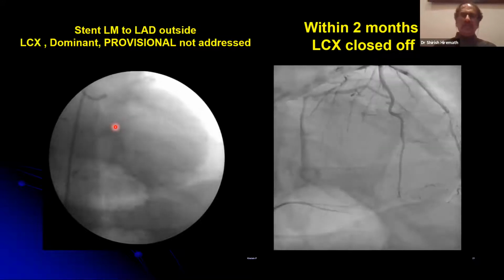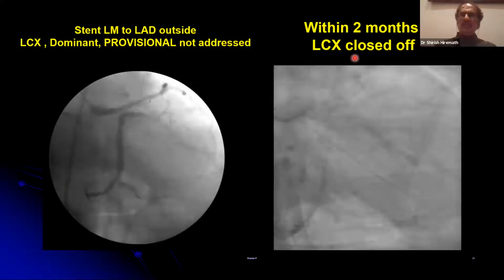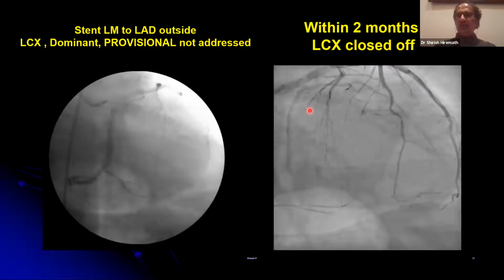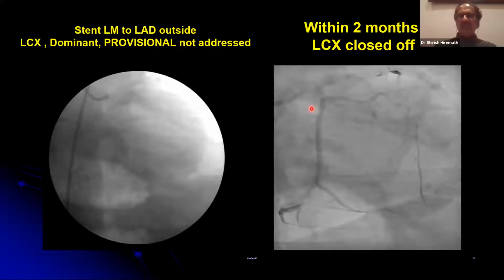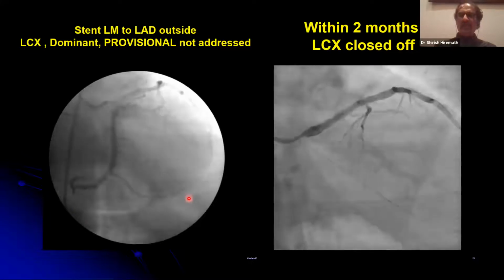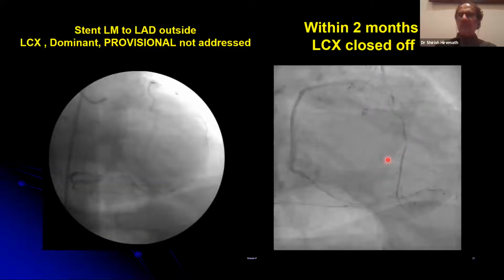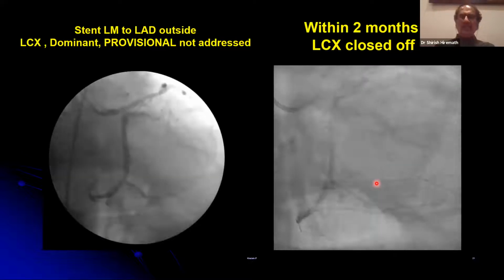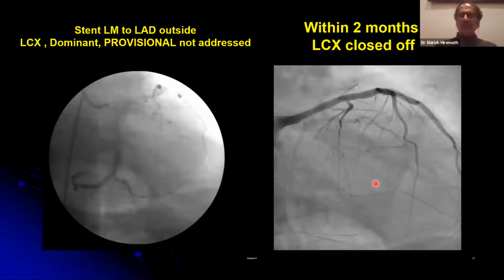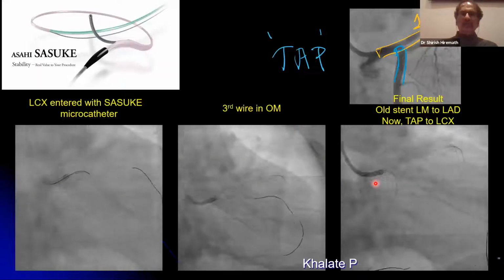And as very predictable, within 2 months, the patient has come back with angina. You can see the flow from left main to circumflex has closed off. As I indicated, this is a dominant circulation, and the entire circumflex circulation is filling up through collaterals coming from LAD. So obviously this patient cannot go on with conservative medical treatment, and we decide to offer him an angioplasty.